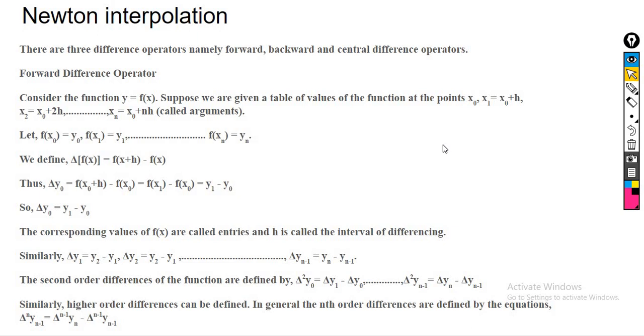One of the important interpolations is Newton's interpolation. There are three types: forward difference operator interpolation, backward difference operator interpolation, and central difference operator interpolation. But in this section we will talk about forward and backward interpolation.